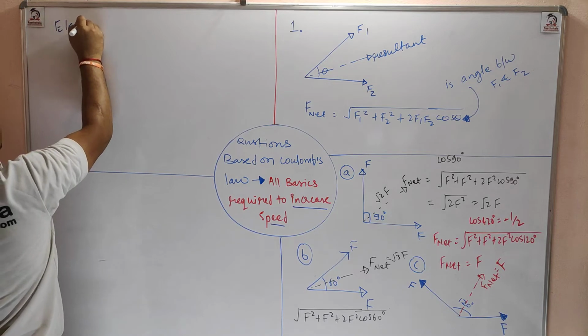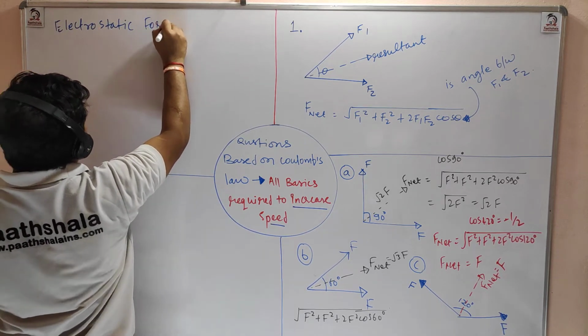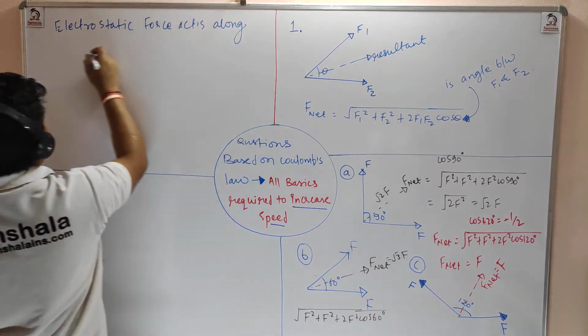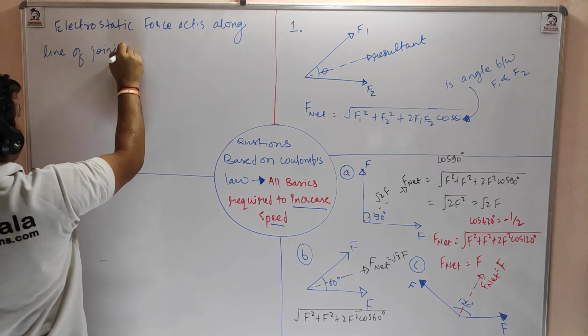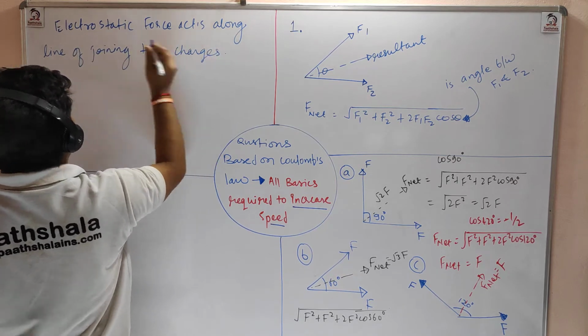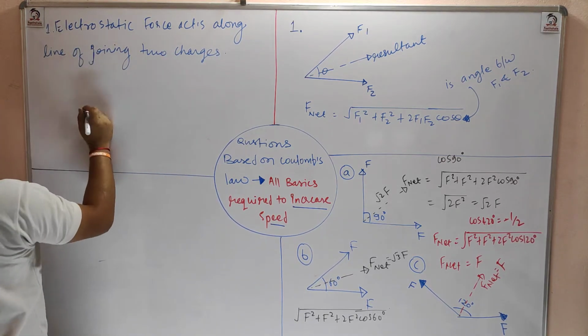electrostatic force. Electrostatic force acts along the line joining two charges. This force acts along the line joining two charges.